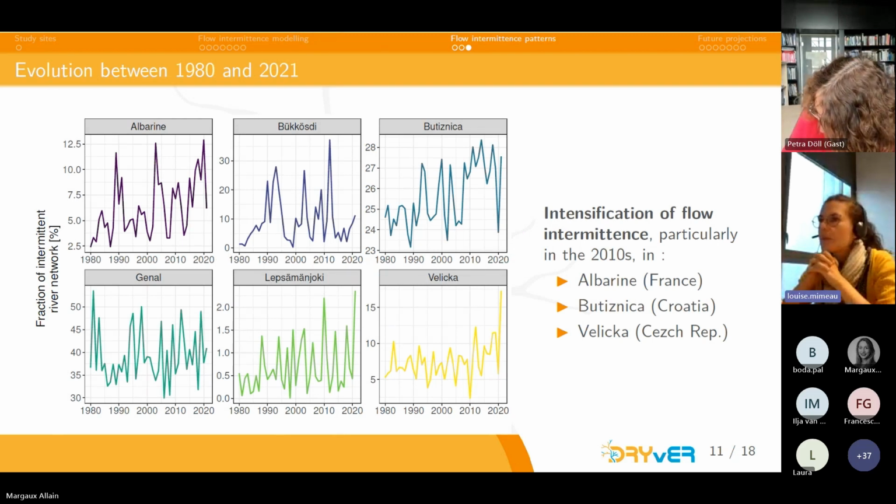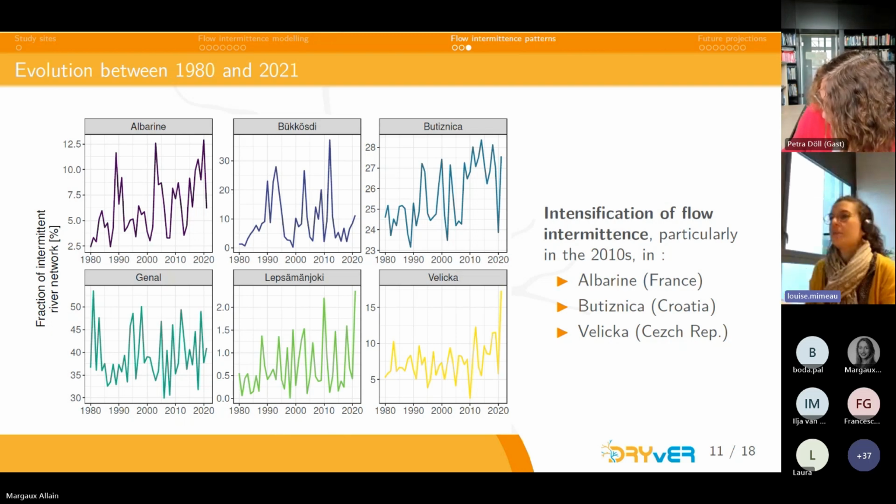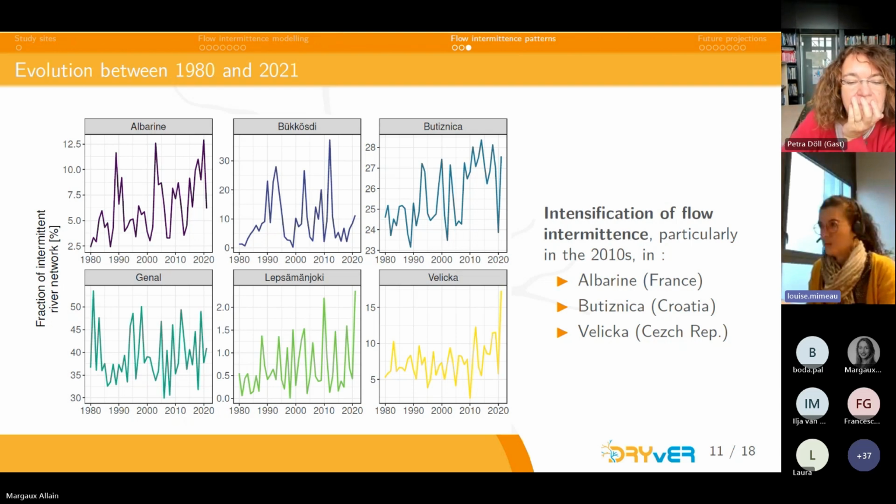And we had a look at the evolution of the fraction of the river network that is intermittent through the period from 1980 to 2021. And we can see that there's an intensification of flow intermittence, particularly during the last decade. We can see a significant trend in the Albarine River in France, the Butišnica River in Croatia, and Velishka River in Czech Republic. Next, please.